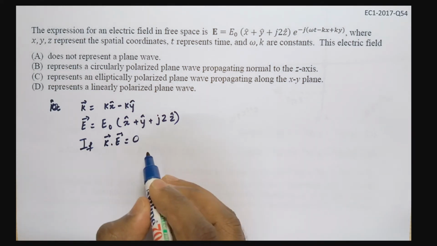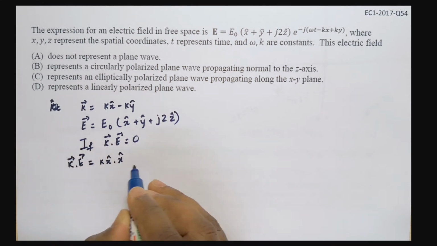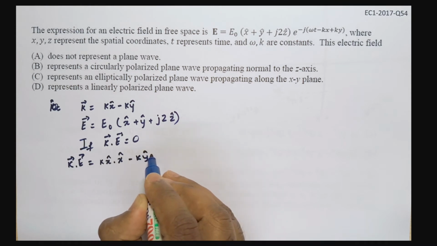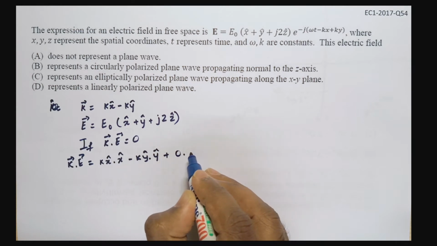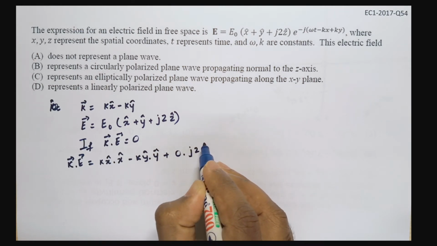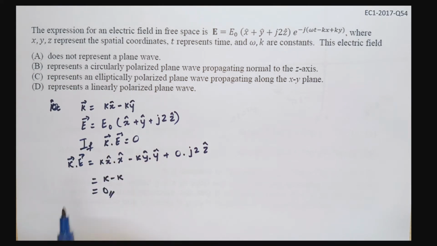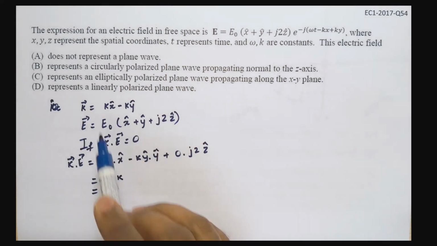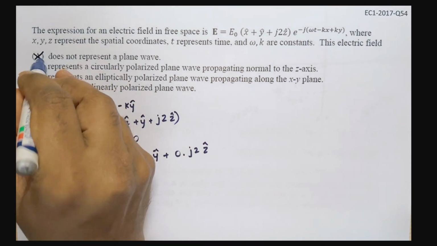So let's just do this calculation. k dot E is equal to kx dot x minus ky dot y plus 0 dot jz. So this becomes k minus k, and it is indeed 0. Since k dot E is 0, the two vectors are orthogonal to each other, hence this is a plane wave. So the first option is out.